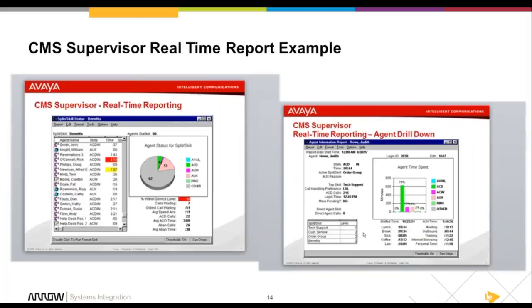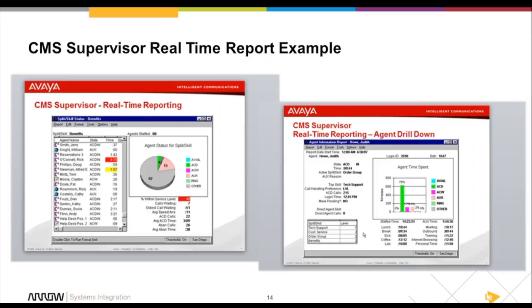If you look at the left-hand side, this is a real-time report. It's a graphical one. A little hard to see, but on the far left-hand side, it gives you an icon of what that agent is doing.